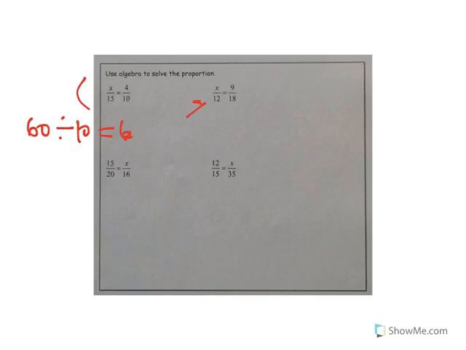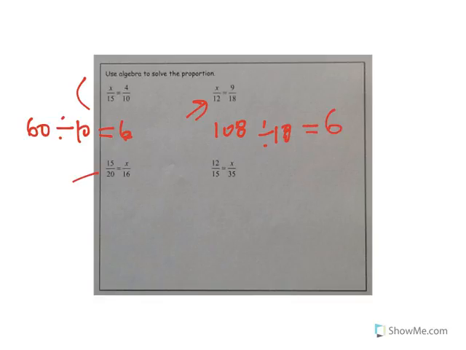And for this one here, it's going to be multiply everything by 12, so 12 times 9 is going to be 108. That's going to be divided by 18. That's going to be equal to 6.